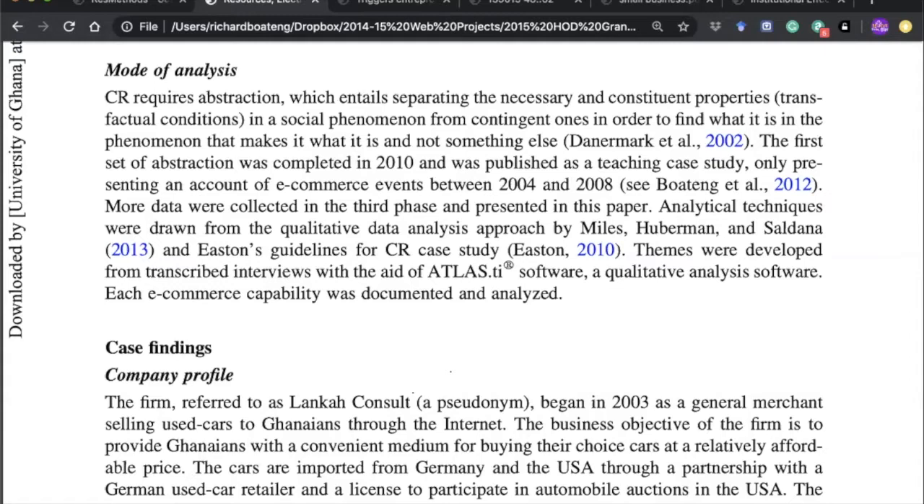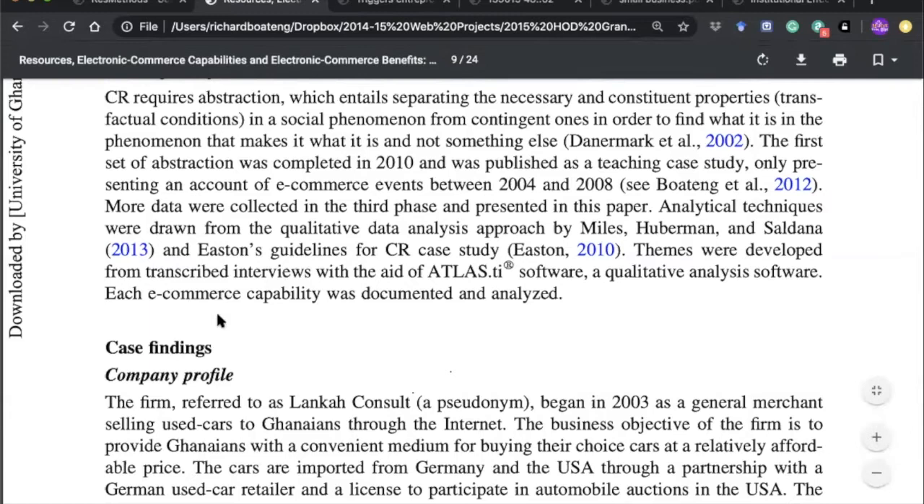Analytical techniques were drawn from the qualitative data analysis approach by Miles and Huberman. This is the more recent version of the book. It covers a lot of different analytical tools for qualitative research. The book is about qualitative data analysis. You remember the Professor was referring to it when he was talking about thematic analysis. I'm referring to it when I'm talking about reproductive analysis, and I think other people also refer to it.